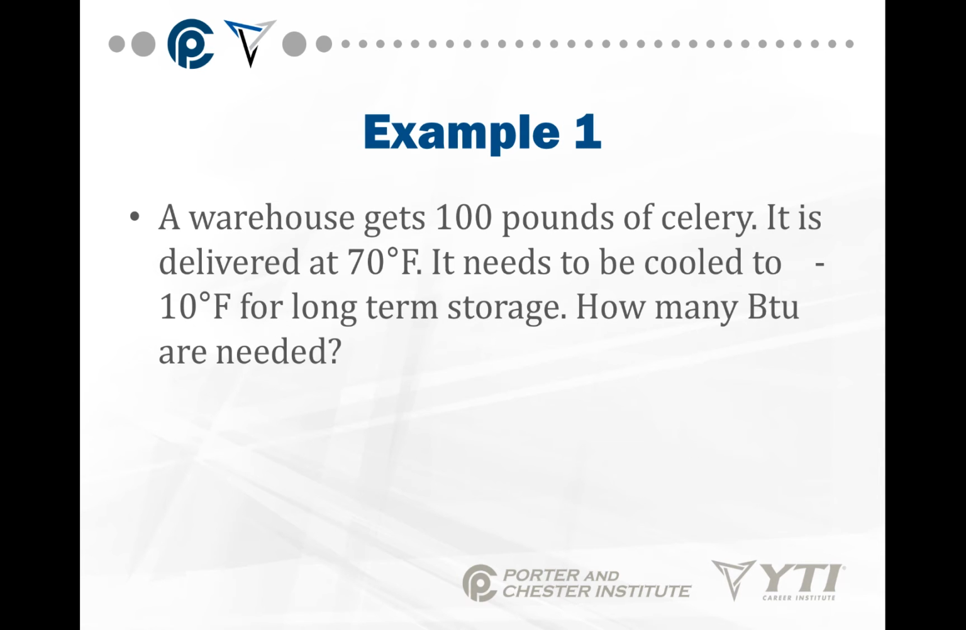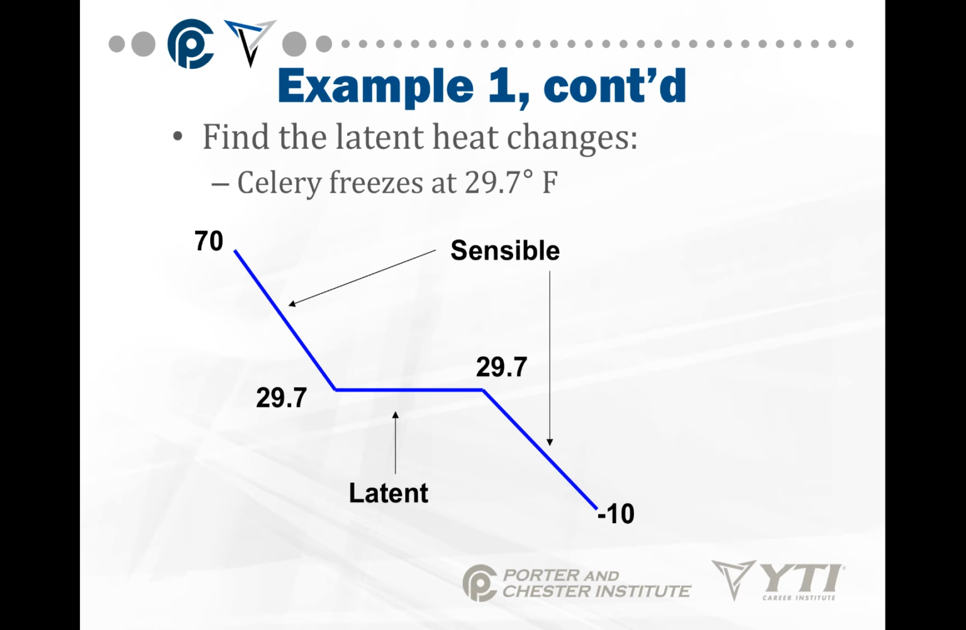So let's do a calculation. A warehouse gets 100 pounds of celery. It's delivered at 70 degrees and it needs to be cooled to -10 for long-term storage. How many BTUs are needed? Okay, so what we are doing, we have calculated that celery freezes at 29.7 degrees. And you'll see that the chart evens out here.